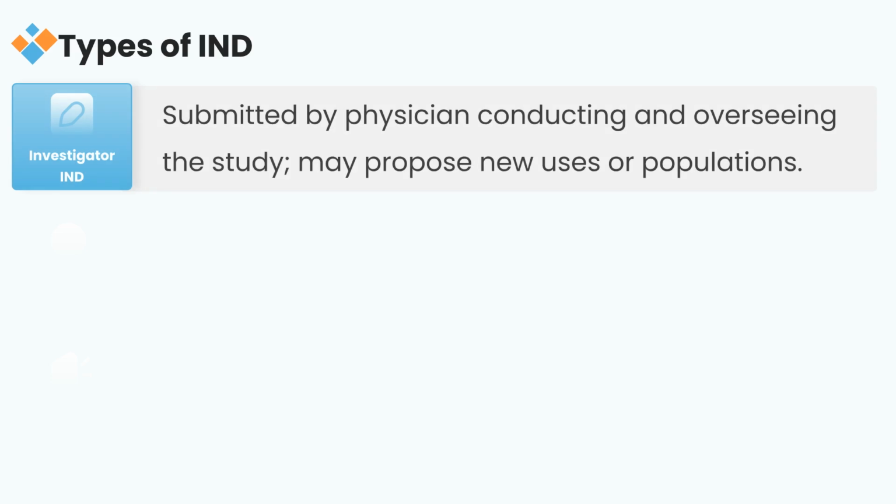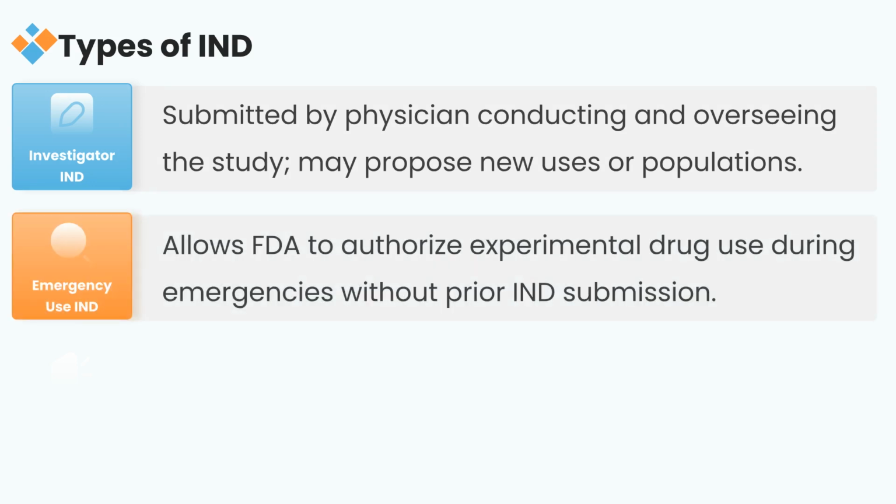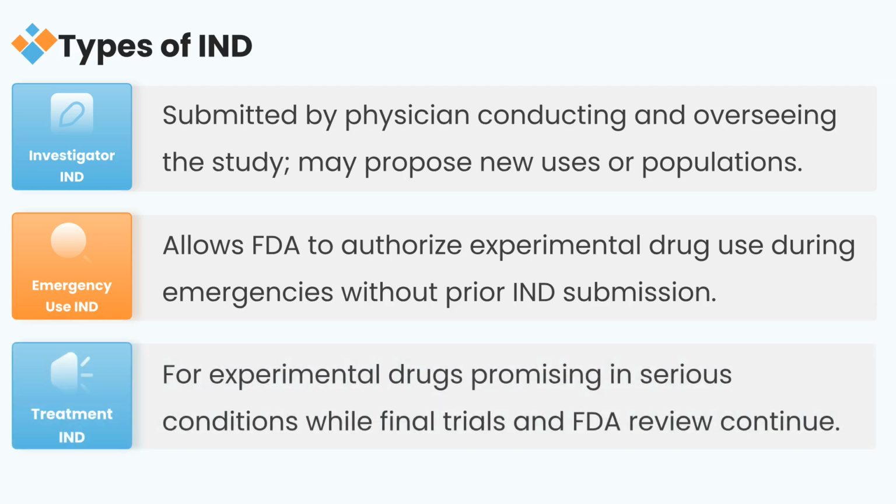So we have different types of IND. First, the investigator IND is submitted by a physician for research, possibly proposing new uses or populations, meaning the drug is already available in the market, yet is being applied for another therapeutic use. Another is the emergency use IND, which, from the word itself, allows experimental use during emergencies without prior submission, meaning during a life and death situation. And another, the treatment IND, is for promising drugs in serious conditions, mostly for conditions with no identified cure, while final trials continue.